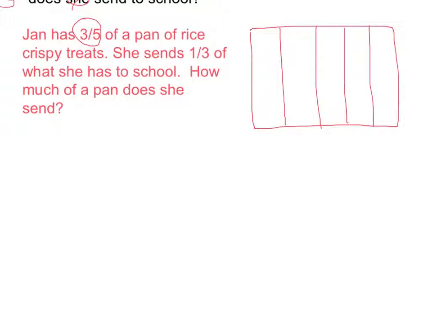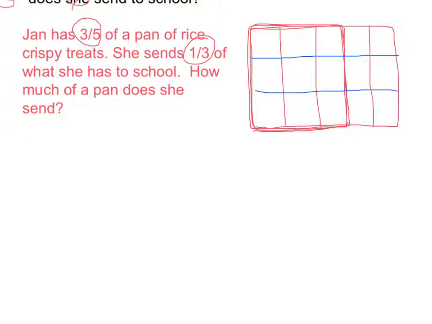Ta-da. 1, 2, 3, 4, 5 sections. And so she has 3/5. That's what I need to be clear on. So let's count it across 3. 1, 2, 3. This, that I'm going to give a dark outline, this is how much of the pan she has. And she's going to send 1/3 of what she has to school. So I have to look at this part she has and divide it into thirds. But when I divide it, I'm going to cut through that part of the pan that was empty, basically. This part, over here, it's gone that she ate.